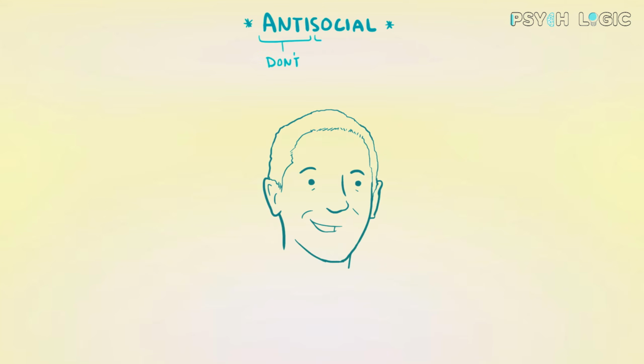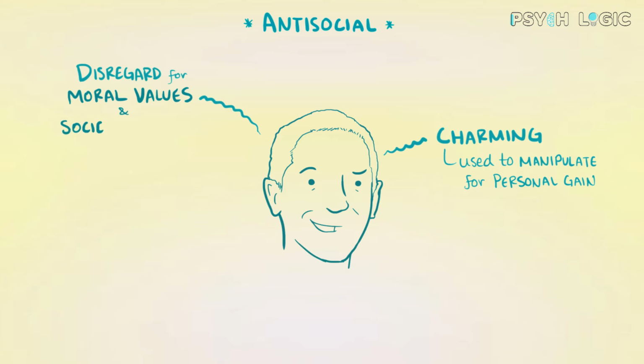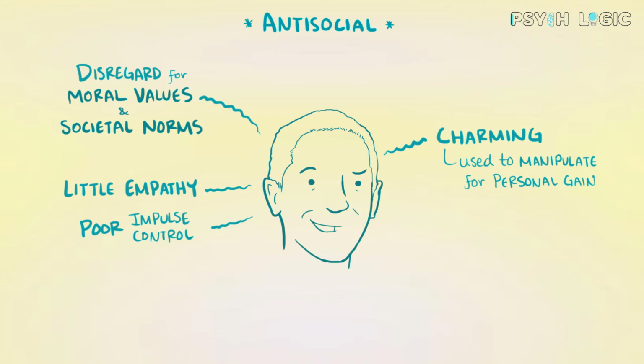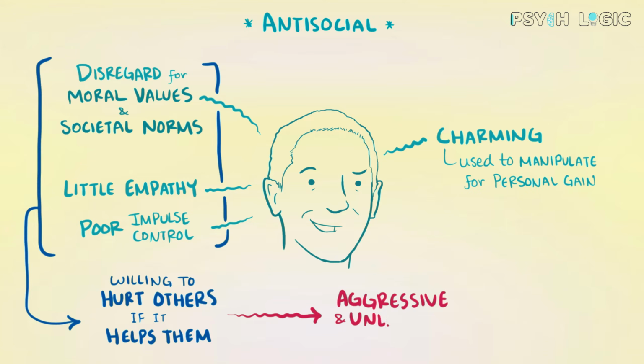This sounds like they don't get along well with others, but in fact it's the opposite. They can be really charming and often use that to manipulate others for their personal gain. These individuals disregard moral values and societal norms, have little empathy and poor impulse control. And this combination makes them willing to hurt others if it helps them, making them prone to aggressive and unlawful behavior, at times earning the label sociopath or psychopath.